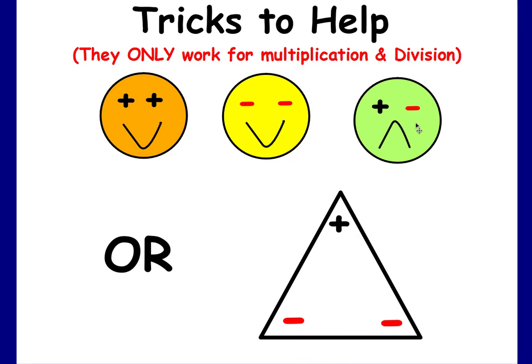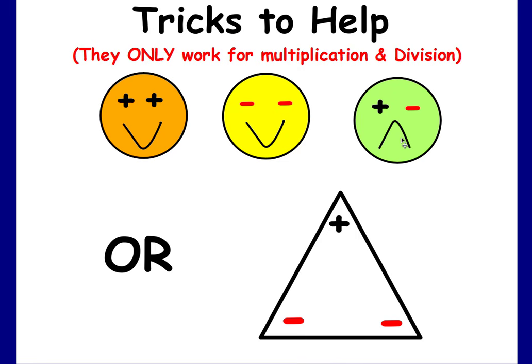But this third smiley face, his eyes are different. One eye is open, one eye is shut. It's like he got into a fight, right? So he's not in a good mood, he's negative. So this is a trick. If both of your signs are positive or both of your signs are negative, then you're going to be happy. You're going to be in a good mood, so your answer is positive. If your signs are different, one is positive and one is negative, then you're not going to be in a good mood. You're going to be a negative person.